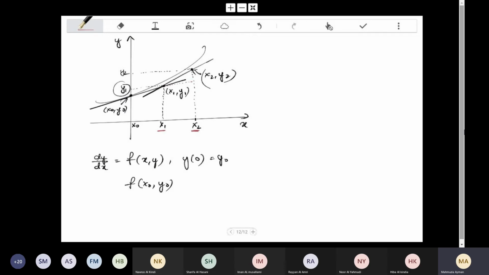So if you're finding the slope here now, it will be the rise, which I'm writing as y i plus 1, minus yi, divided by the run, xi plus 1 minus xi. So that's the slope that we need to find out.